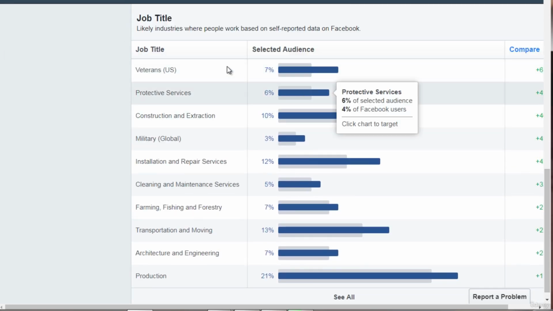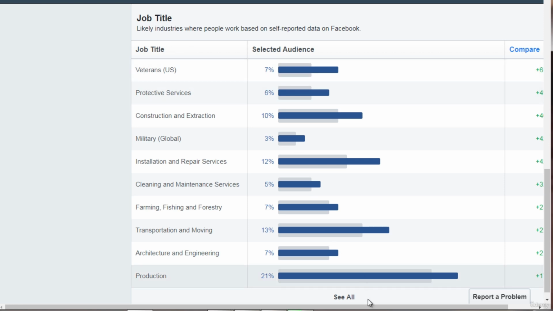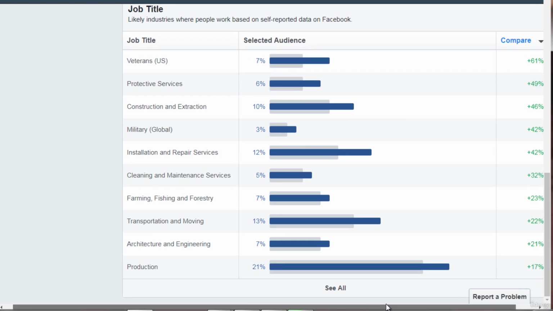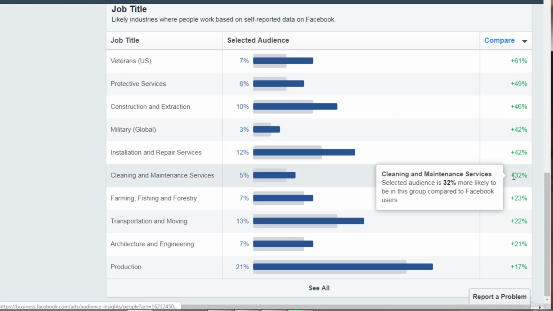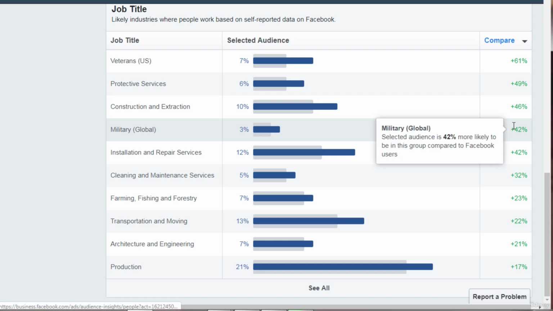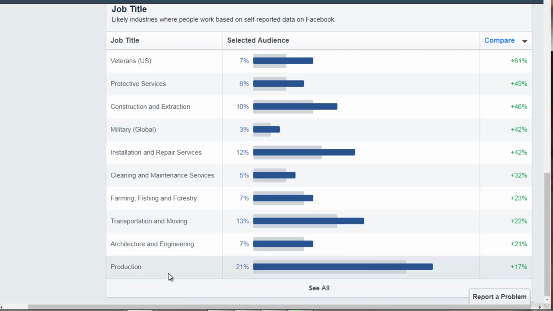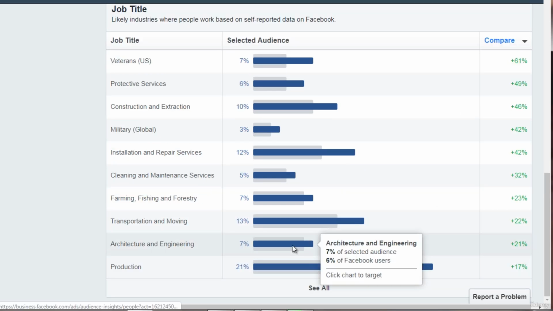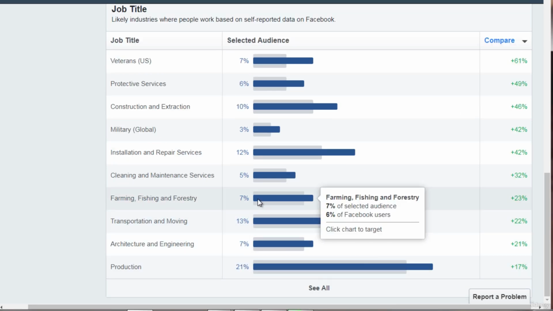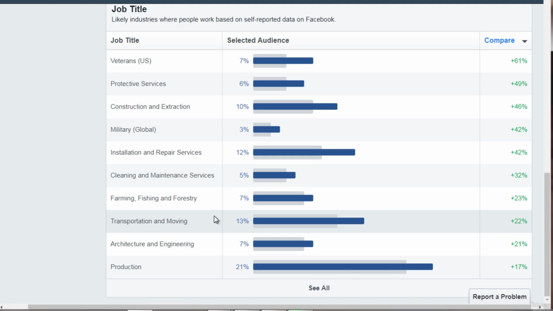We can see that the job title, now if I scroll to the right here, this is important because it tells you which one of these are increasing rapidly. Now we can see that production has the most. So it has 21%, and then it's got transport and moving 13%. So what this means is the people who are interested in scuba diving that are in this specific interest have this particular job title.